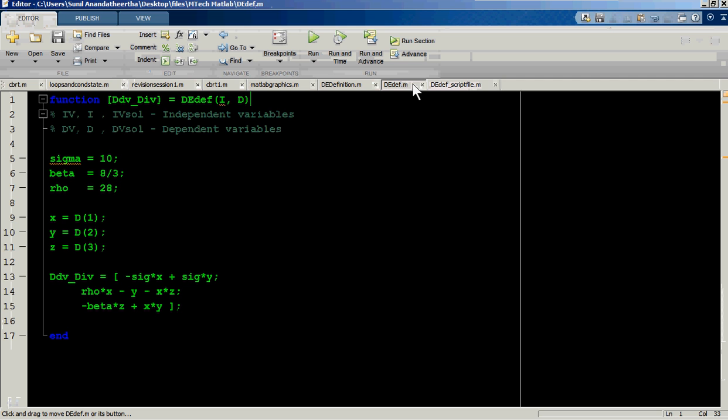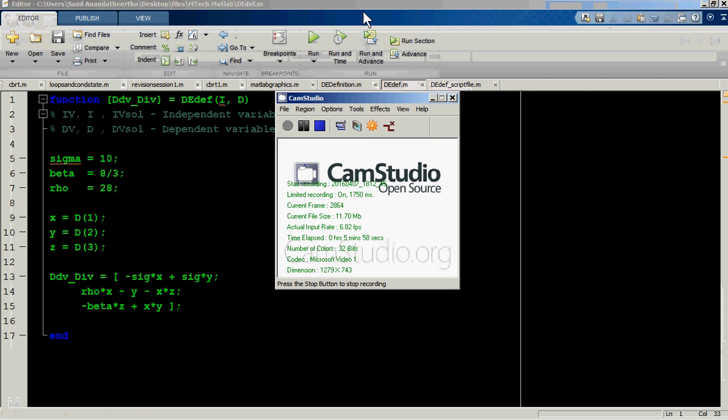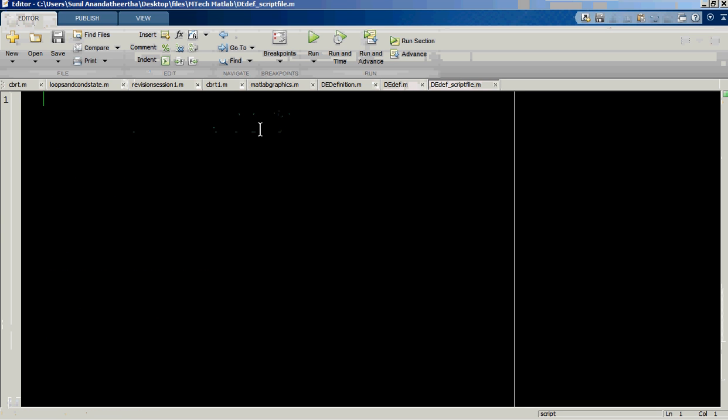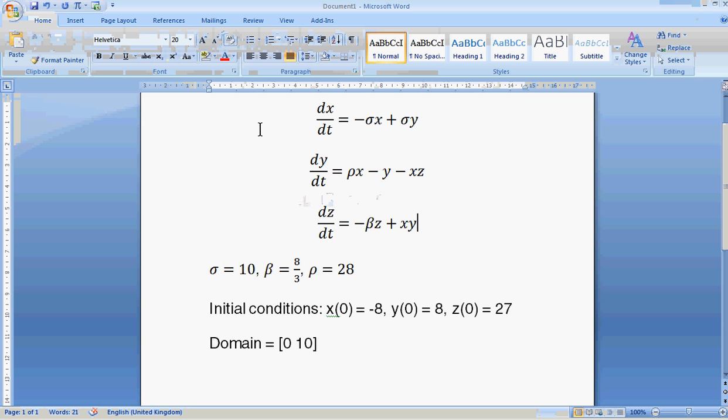This script file is going to make use of def. Further on, how do we make use of this? First we need to define certain things. What is the domain? The domain is 0 to 10.